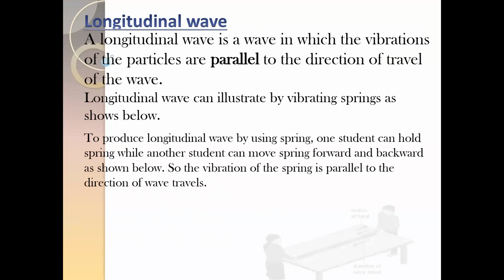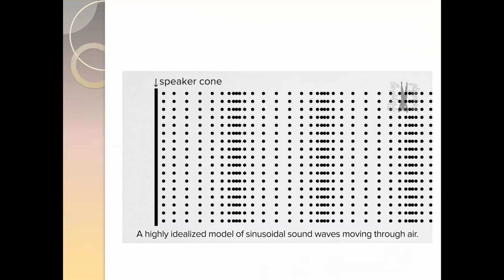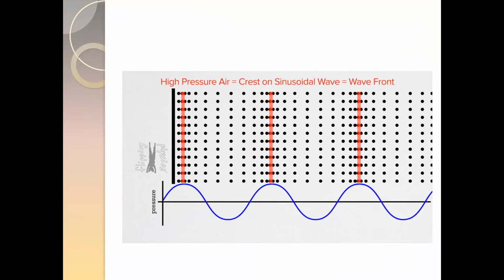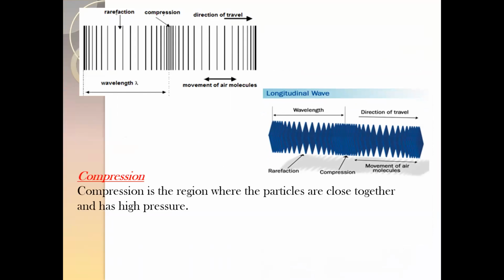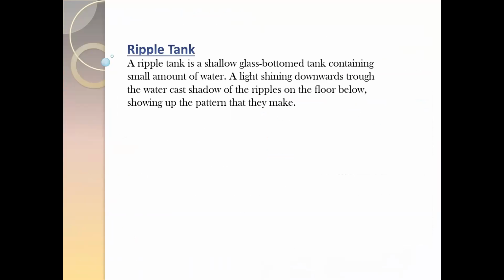The longitudinal wave is the wave in which the particles vibrate parallel, as you can see, the disturbance of the particles is in the same direction in which the wave travels. An example of this wave is a sound wave. The region in the longitudinal wave where the particles are closer we call compression, and where the particles are far apart we call rarefaction.